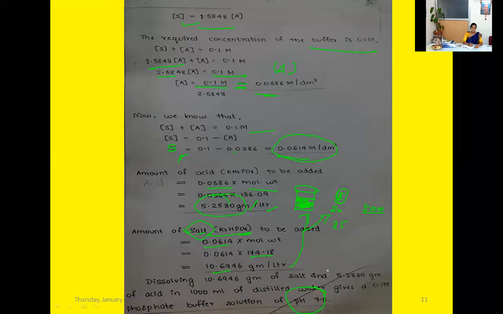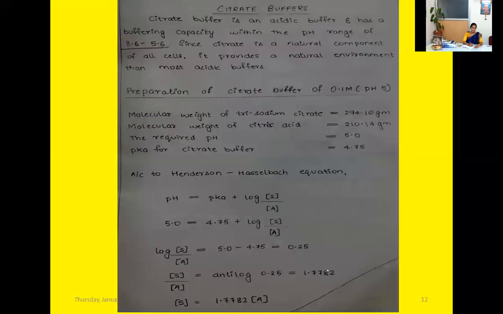Okay, right, hope you understood here. Now let us go through the citrate buffer. Here is the preparation of the citrate buffer of 0.1 molar, pH 5. First, the molecular weight of trisodium citrate is 294.10 grams. Then the molecular weight of citric acid is 210.14 grams. The required pH is 5.0.